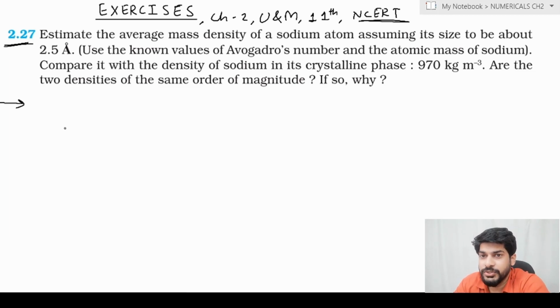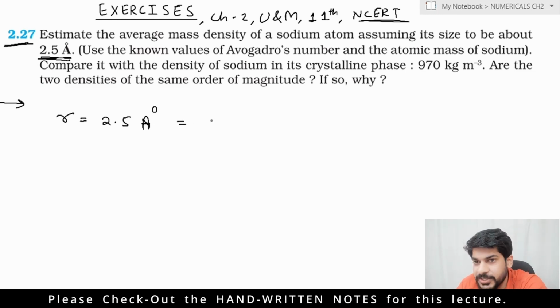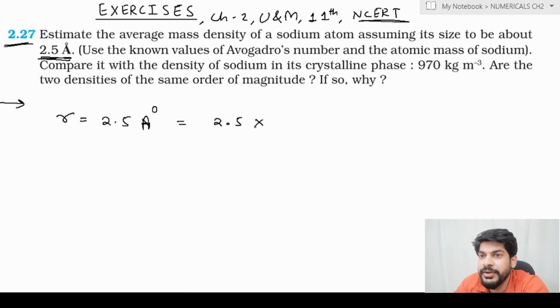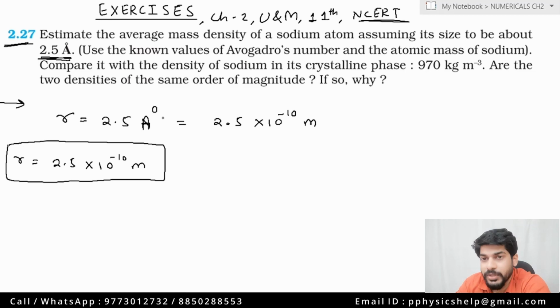First of all, the radius has been given over here, that is, the size is 2.5 angstrom units. And 1 angstrom unit is nothing but 10 raised to minus 10 meters. So it is 2.5 into 10 raised to minus 10 meters. So now we know the radius is equal to 2.5 into 10 raised to minus 10 meters. Let's highlight this. Now we have to find out the average mass density of a sodium atom.